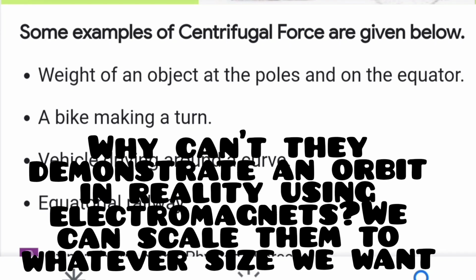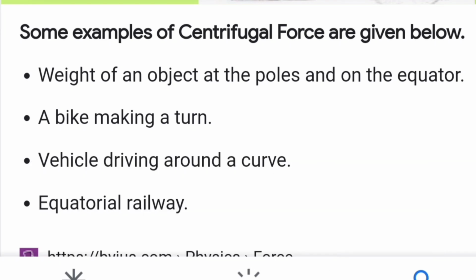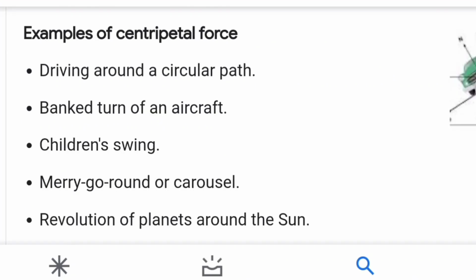To me anyway. I think people will start catching on. But anyway, examples of centripetal: driving around a circular path, bank turn of an aircraft. Ain't that the same thing? Ain't that pretty much the same thing as we just seen?